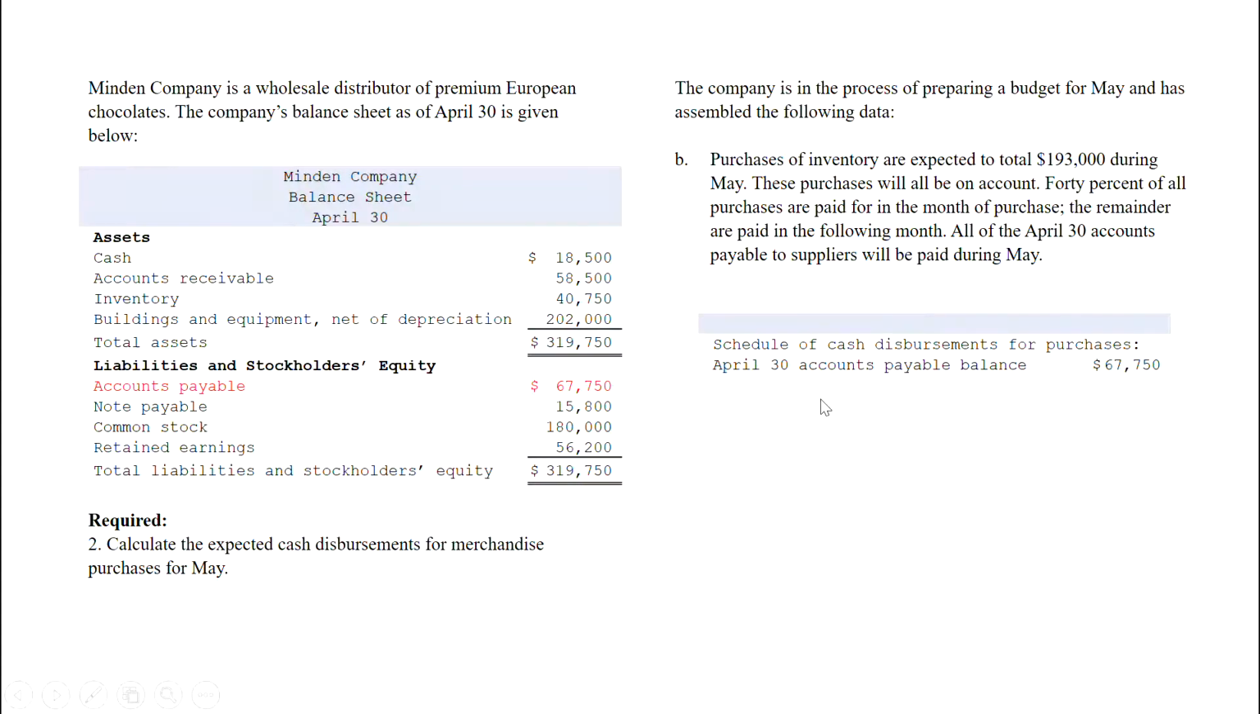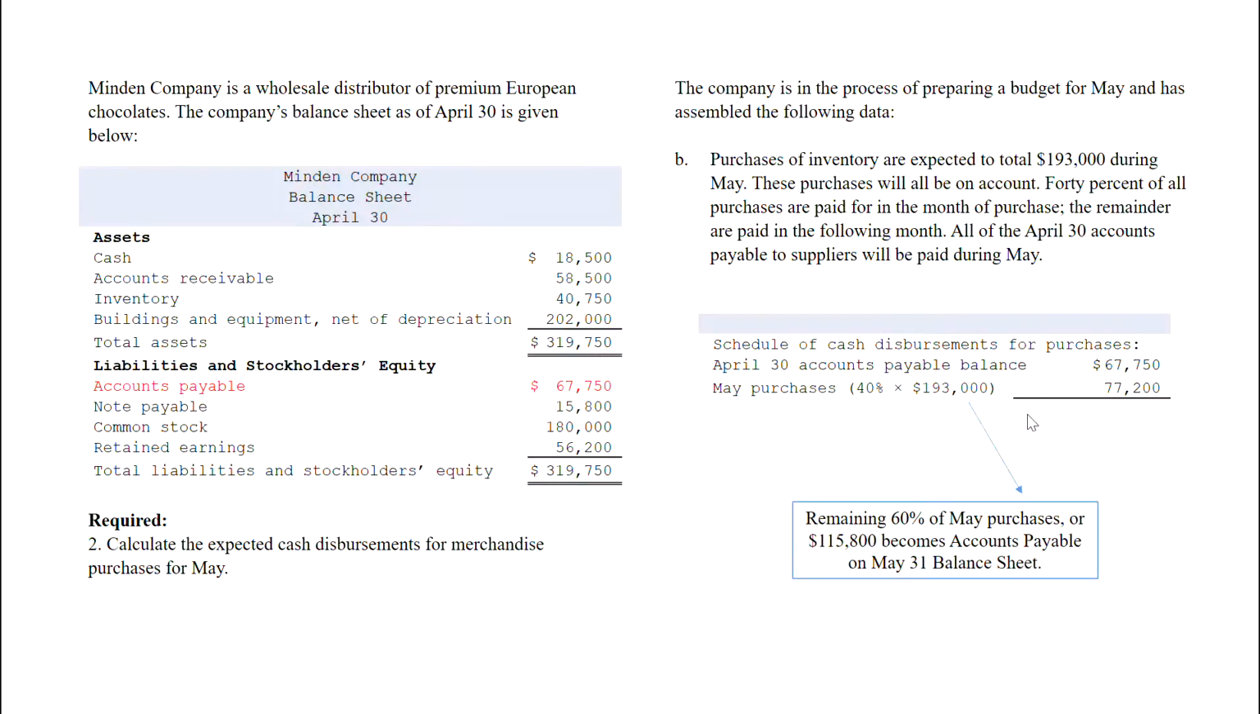So we're going to list that April 30th accounts payable balance of 67,750. Now we have to be concerned about the May purchases of 193,000. They indicate that 40% of these purchases are paid for in the month of purchase. So 40% of 193,000 is 77,200. That's what will flow in the month of May. I also want to point out, somewhat similar to what we talked about with cash collections, of that 193,000, 60% will be paid in the following month. So it will appear on the balance sheet as accounts payable, an IOU to our vendor supplier.